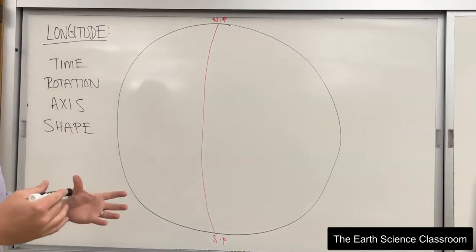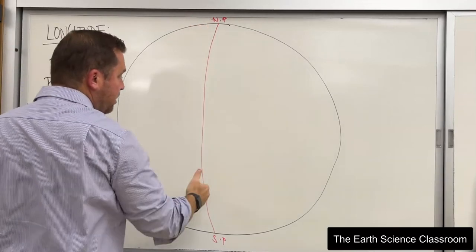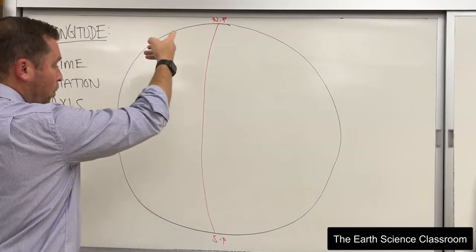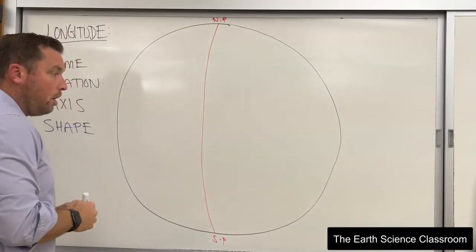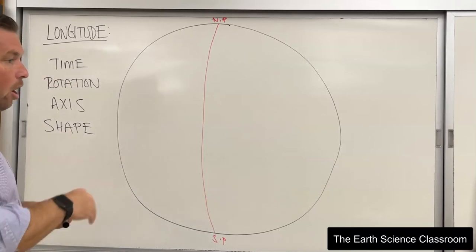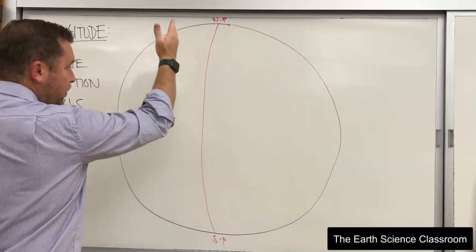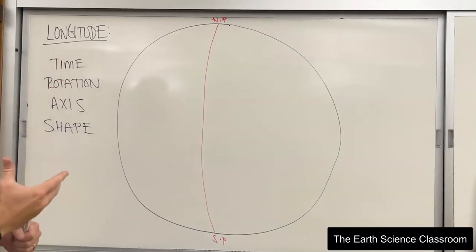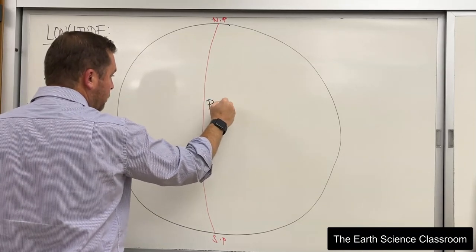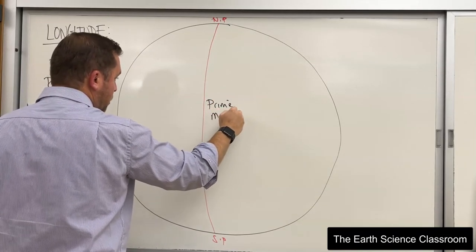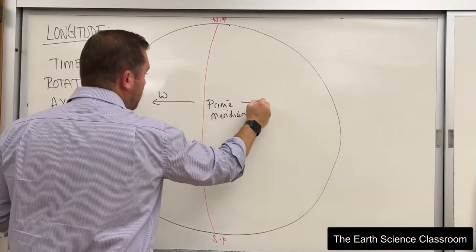Prime means important, first, the main one, and meridians are these slices that go from the north or south poles down kind of vertically, but curved vertically around the spherical shape of the Earth, and create these divisions, these slices around the Earth. So this will be the prime meridian right here, which separates the western hemisphere from the eastern hemisphere.